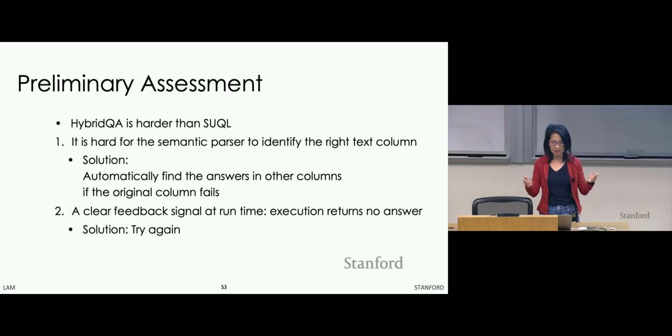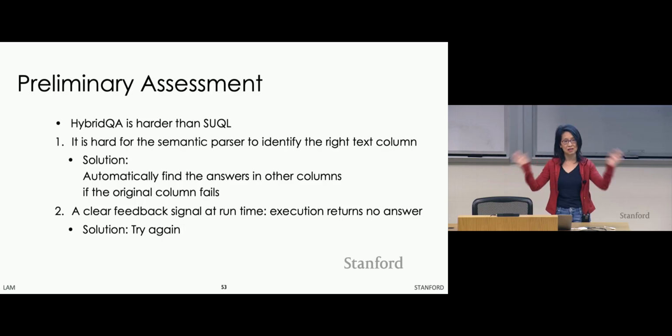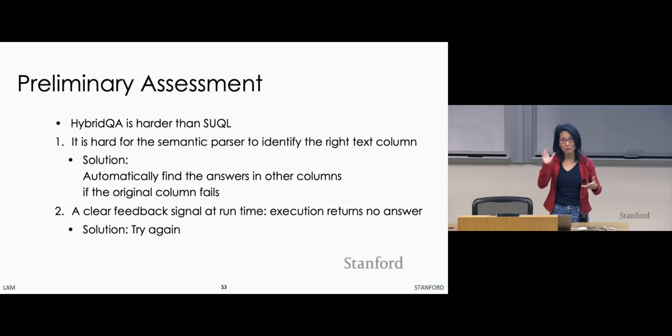So what we do is that if I cannot find the answers in the text column that the semantic parser picks, we will also try to find it in other columns. You can take care of that in the compiler. So that's good. And then we find that it's still not good enough, and then by eyeballing, all right, you have to look at your result, as I mentioned several times.